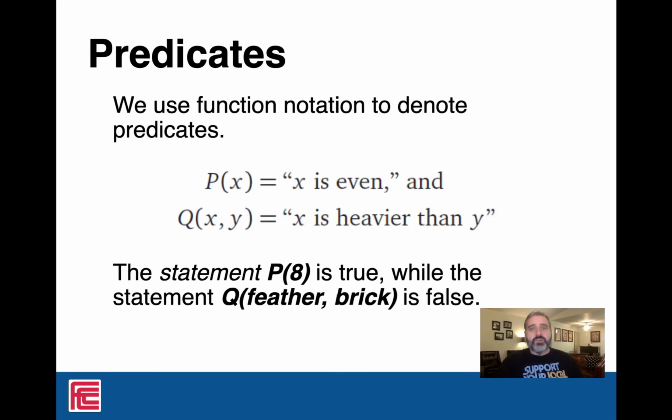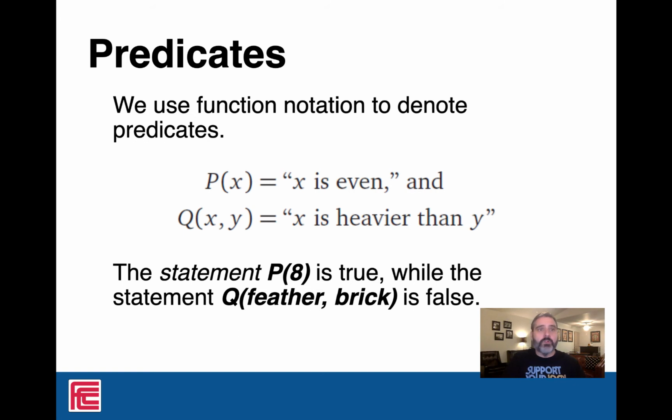So we often use function notation to denote predicates. You can think of these as functions. There's actually a couple different ways of thinking about them, and sometimes it's easier to think of them in one way or the other. But here, we'll think of them as functions. So P of x means that x is even. The other way you can think of that is that P of x means that x has the property of P, which in this case is evenness.